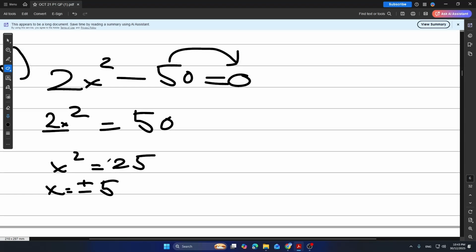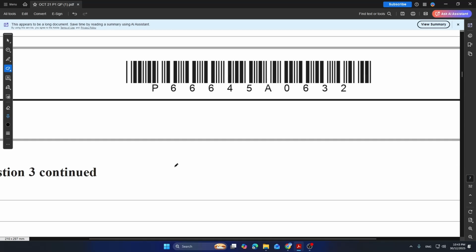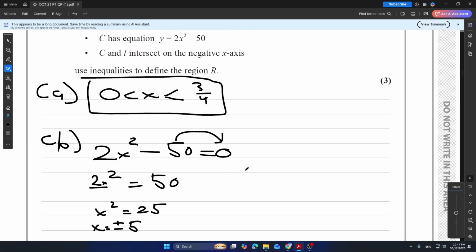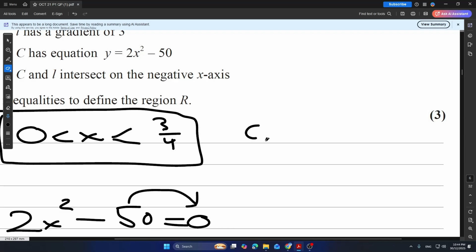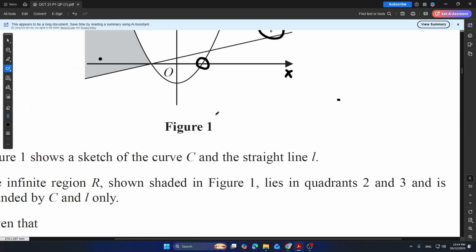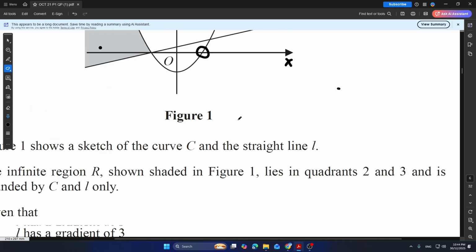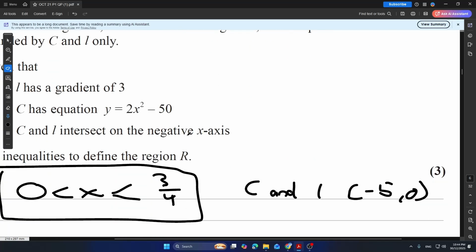And it says they intersect at the negative x-axis. Negative x-axis means the value we're going to use for the intersection is minus 5. So we need to understand that C and L intersect at the point minus 5, 0, because on the x-axis, y equals 0. So we have that.